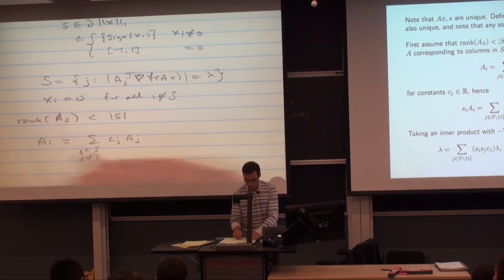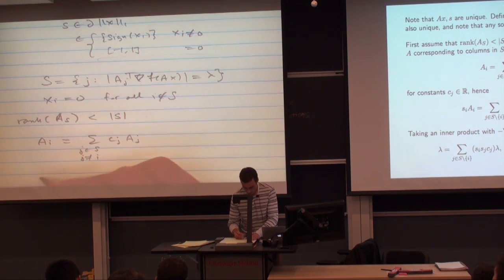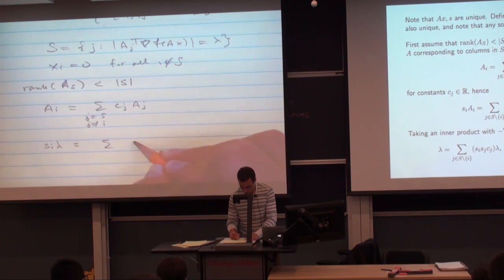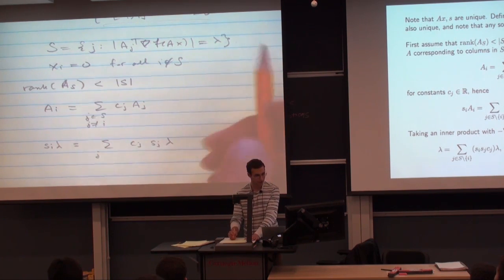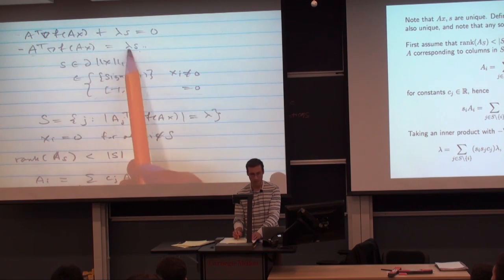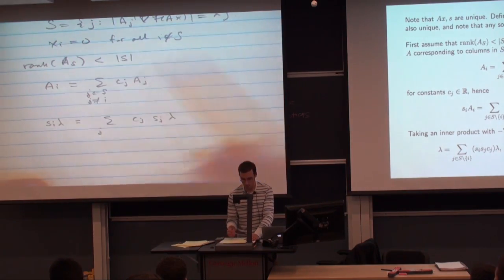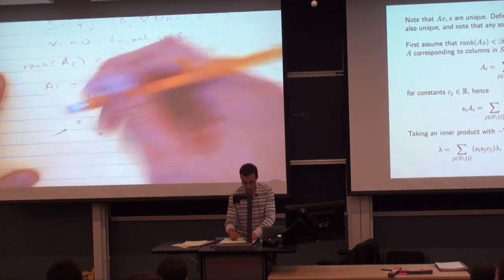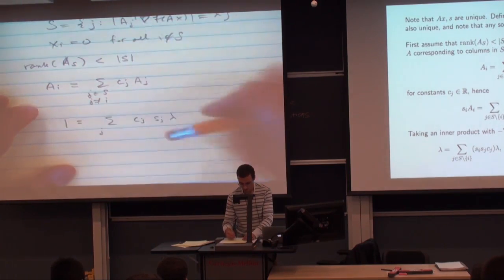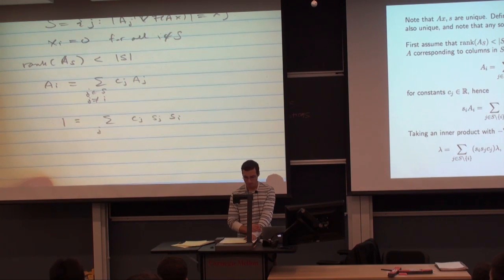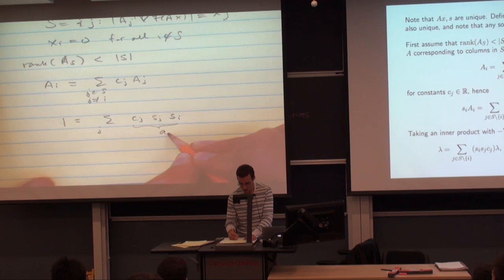Okay, and now I can take an inner product on both sides with the negative gradient, and I get that s_i times lambda equals the sum of c_j s_j times lambda. Because from the KKT conditions, every variable satisfies this. I'm going to take the inner product with the gradient, multiply now by s_i and divide by lambda, and I just get that this is true. I'm going to call these constants a_j, sorry.